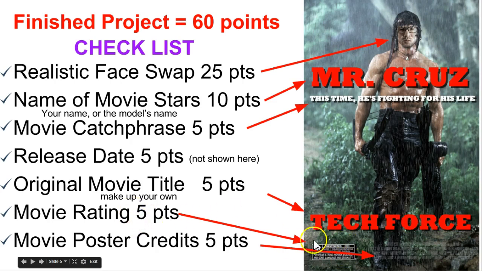Movie rating, find an image of a rating tag and place it in the bottom left. Movie poster credits, place them at the bottom. If you search for movie poster credits and search for transparent movie poster credits, you can find a generic one and place it on your poster. So that totals out to 60 points. You actually will get 5 bonus points for using a photo of yourself.